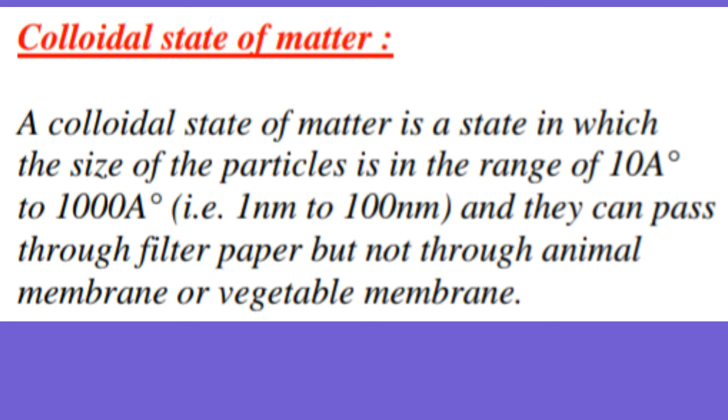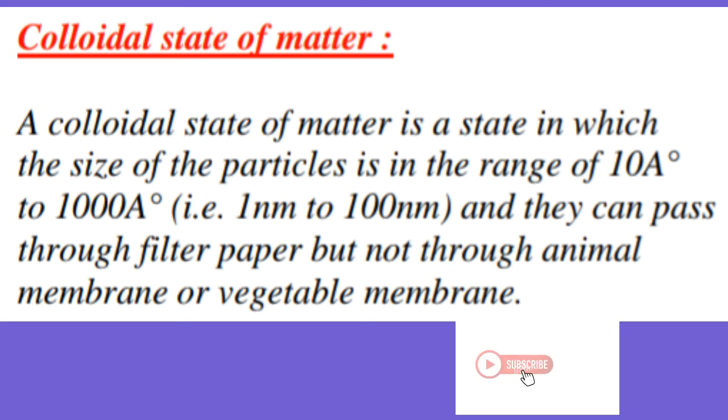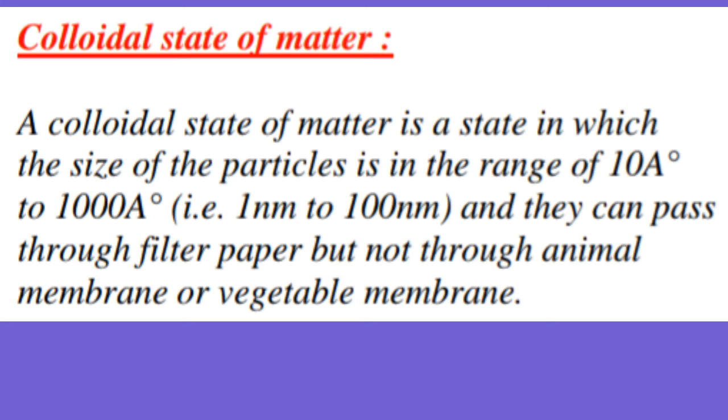So, a colloidal state of matter is a state of that matter in which the particle size of the matter is in the range of 10 angstrom to 1000 angstrom, or you may say it in terms of nanometer as 1 nanometer to 100 nanometer. In this particle size, the particle can pass through filter paper, but they cannot pass through the animal membrane or vegetable membrane. Let me explain you in Manipuri also.